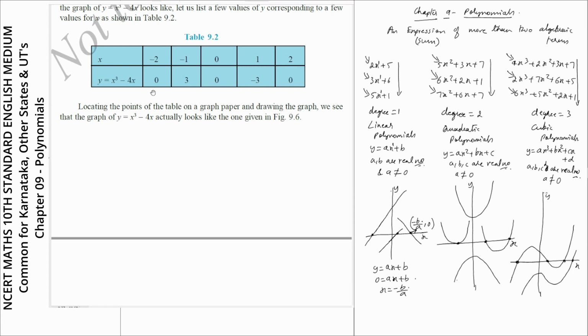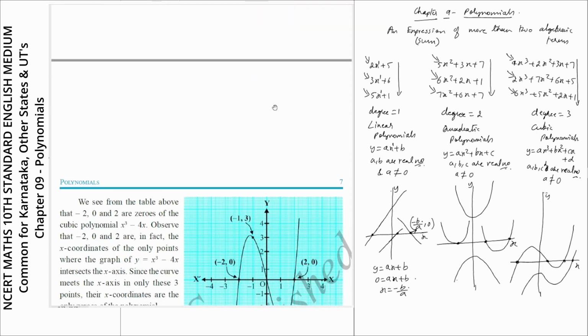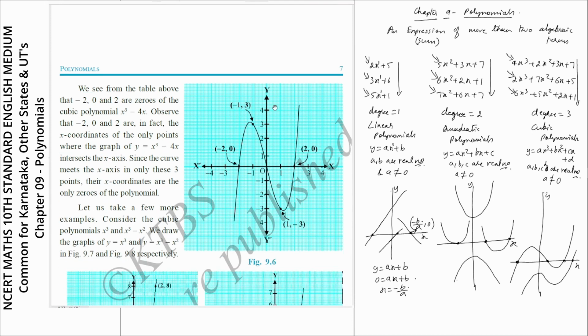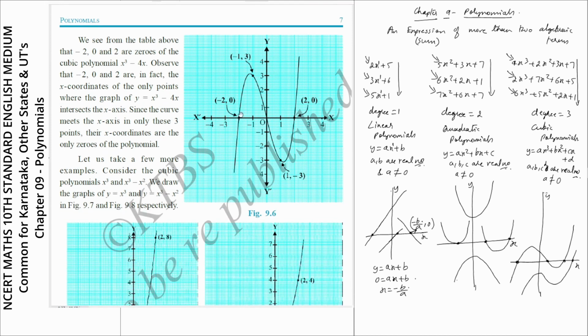Now after this we should plot all the values on the xy plane. So first point is minus 2 comma 0, second point is minus 1 comma 3, third point is 0 comma 0, fourth point is 1 comma minus 3, and fifth point is 2 comma 0. So after plotting this, you can see the graph is like this. So these are the points which we got on that table, and they've joined all these points.